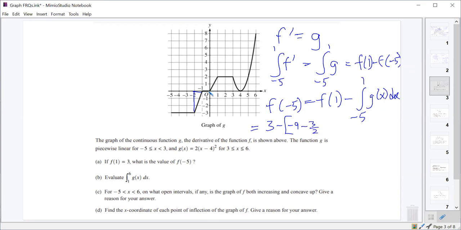And then from -1 to 0, it's just on the x-axis. So that's just going to stay as is. We're not going to add or subtract anything to that. And then this triangle above should be a positive value. And base is 1, its height is 2. So 1/2 times 1 times 2 is a positive 1. And so we'll just simplify that out and get an answer. 3 minus -9 is positive 12, which is 24/2. We're going to add 3/2 is 27/2, and we're going to subtract 1 to get 25/2. Any questions there on part A?